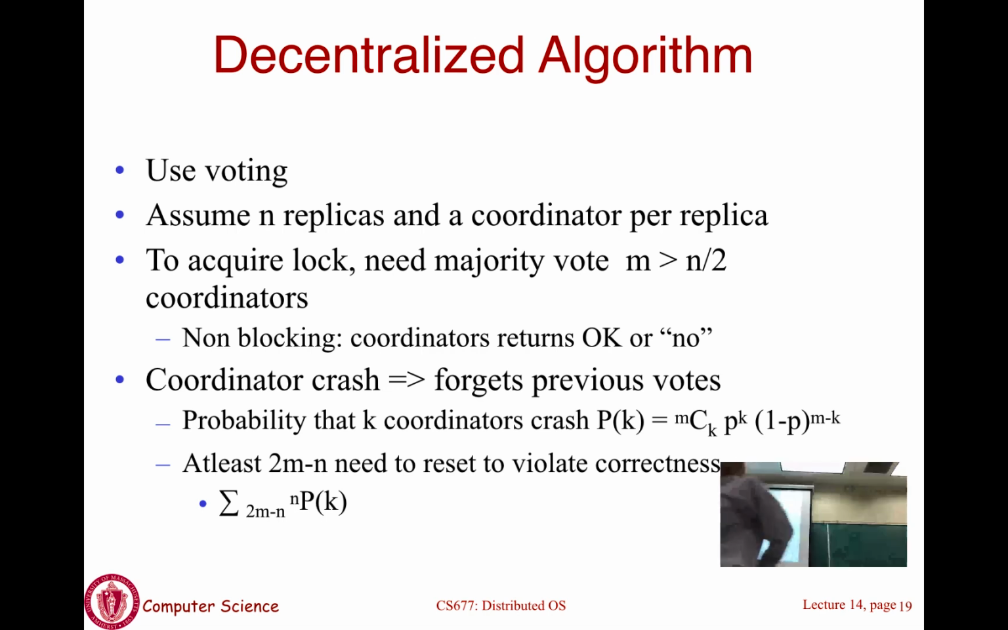Okay, so now let's look at a decentralized approach. In this case, every node, every machine in the system, also has a coordinator replica. So you have a coordinator running on every node in the system. With n nodes, there will be n coordinators as well. If one coordinator fails, you will have other coordinators still doing the work.